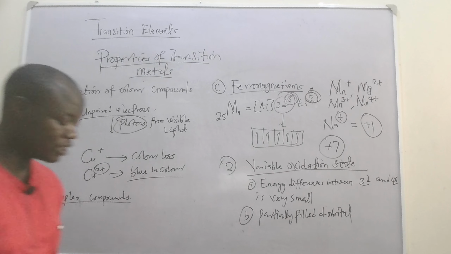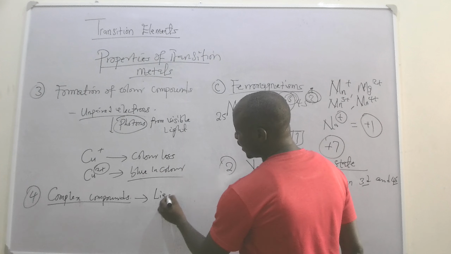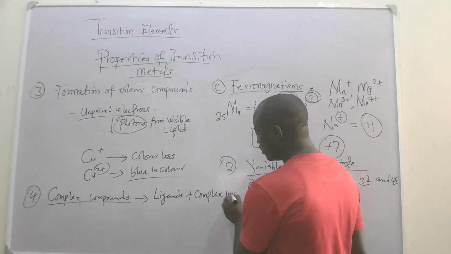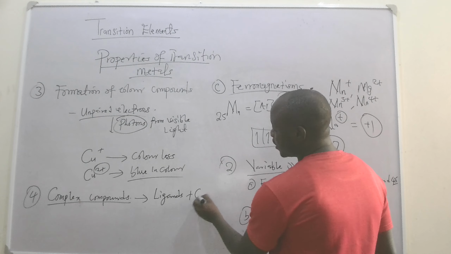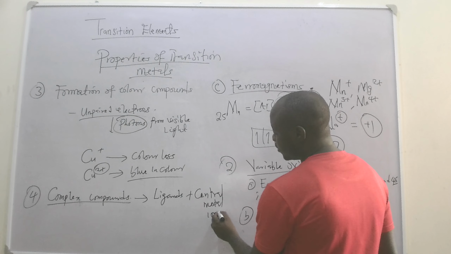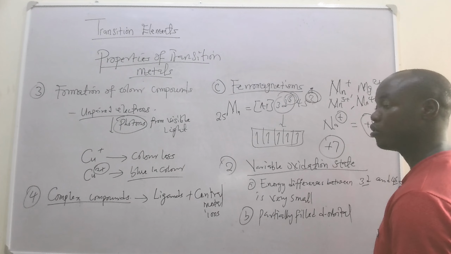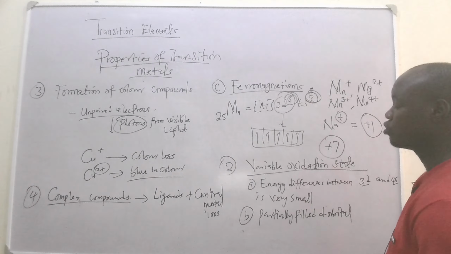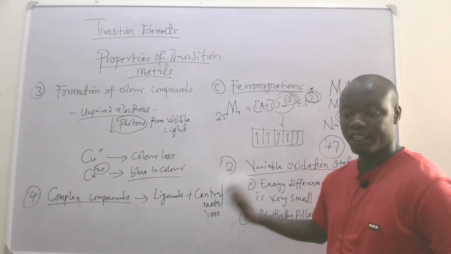So the formation of a complex requires two components. It needs ligands plus the central metal ion. So these central metal ions are usually transition elements because of the presence of unpaired electrons and partially filled orbitals. That is why they can form a complex compound with ligands and the central metal ion.